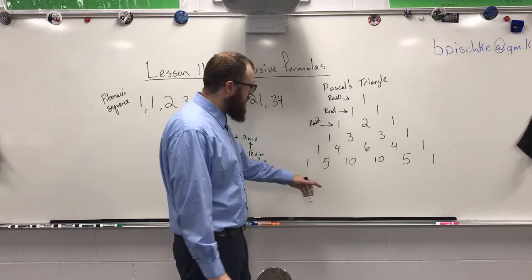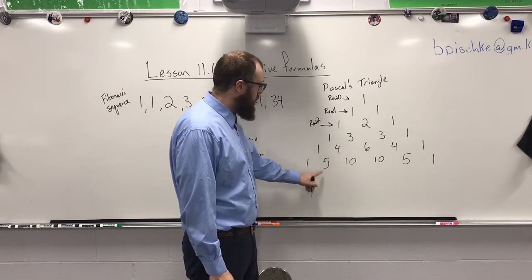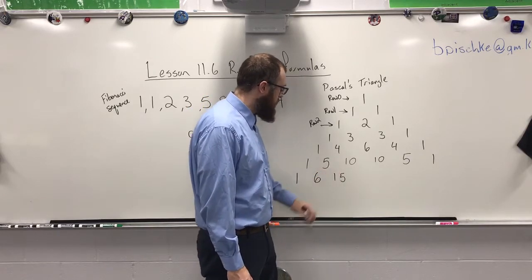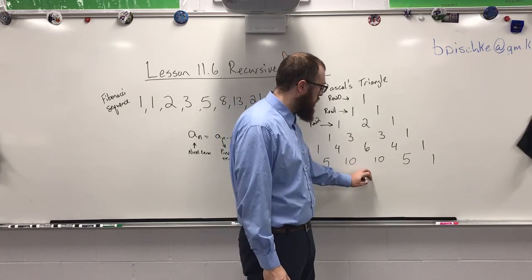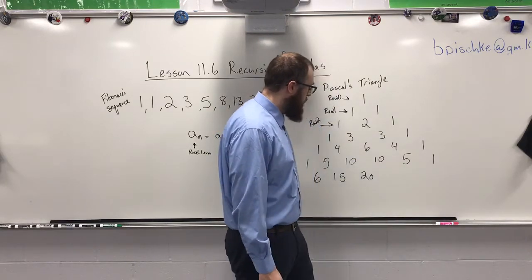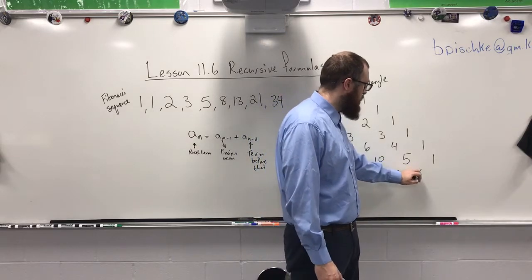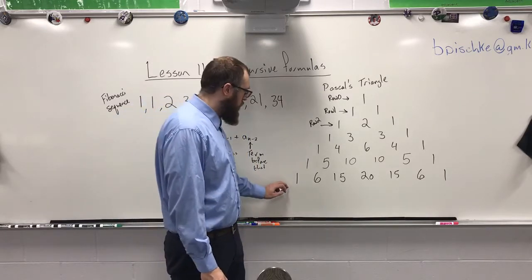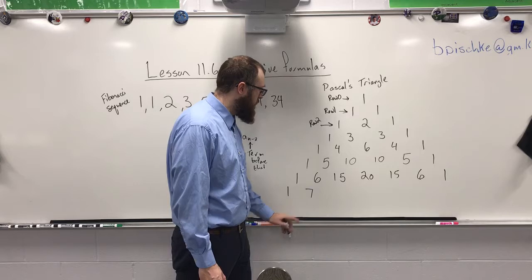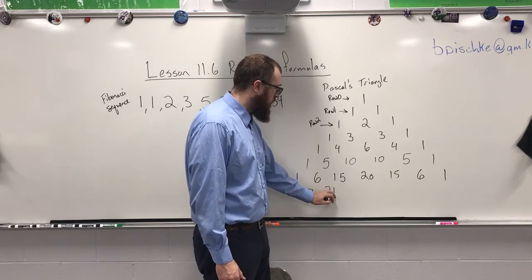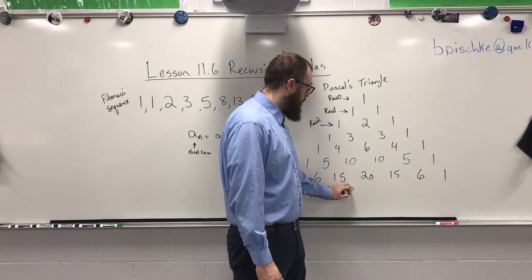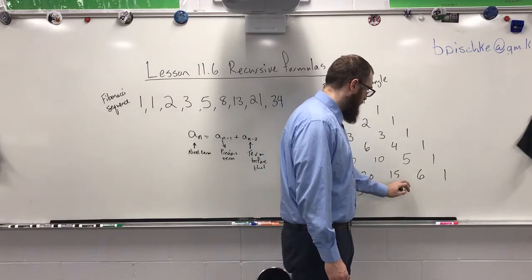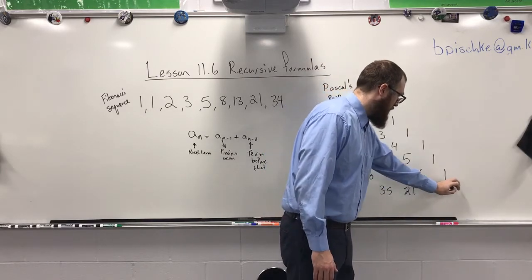Okay, let's create the next row of Pascal's triangle. 1 plus 5 is 6, 5 plus 10 is 15, 10 plus 10 is 20, 10 plus 5 is 15, 5 plus 1 is 6, and 1. I'm going to go one more row down to the 7th row for now. 1 plus 6 is 7, 6 plus 15 is 21, 15 and 20 makes 35, 20 and 15 makes 35, 15 and 6 makes 21, 6 and 1 makes 7, and 1.